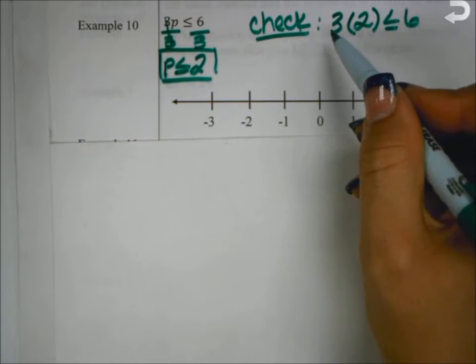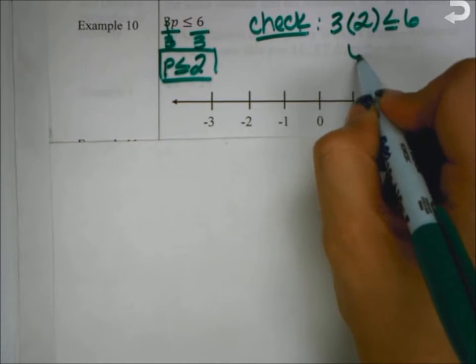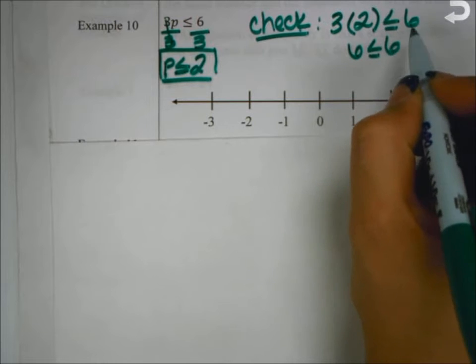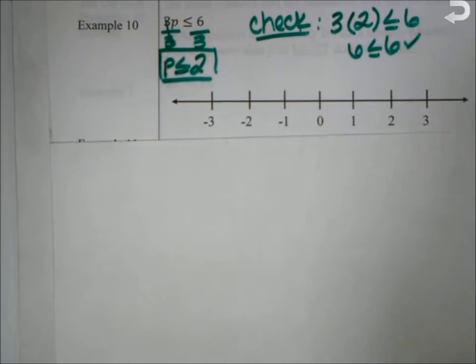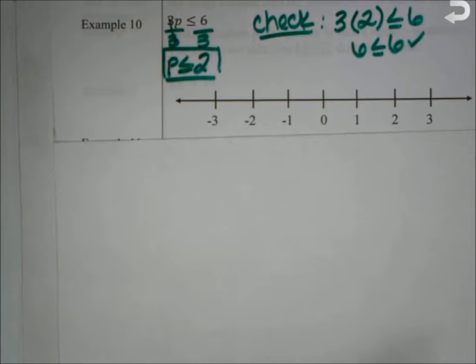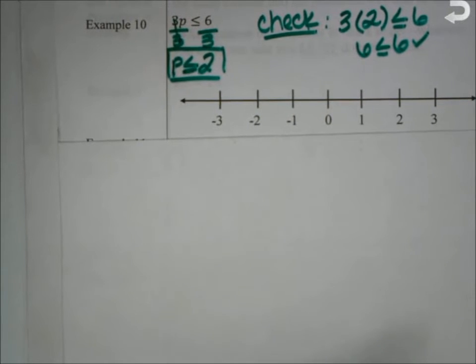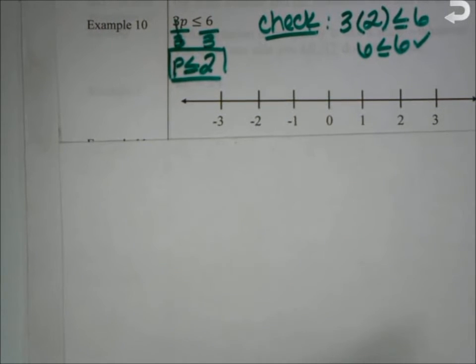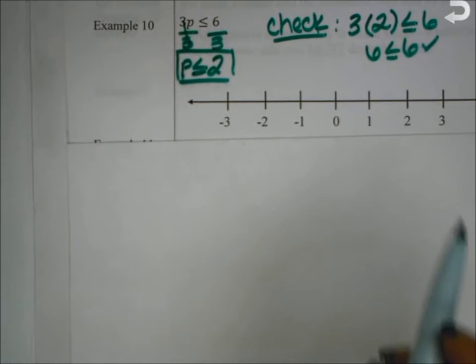Who's in seat 4? Bethany. I'm going to put a dot at positive 2. Is it solid or open? It is a solid dot. And this time we have an arrow. We have less than or equal to positive 2.